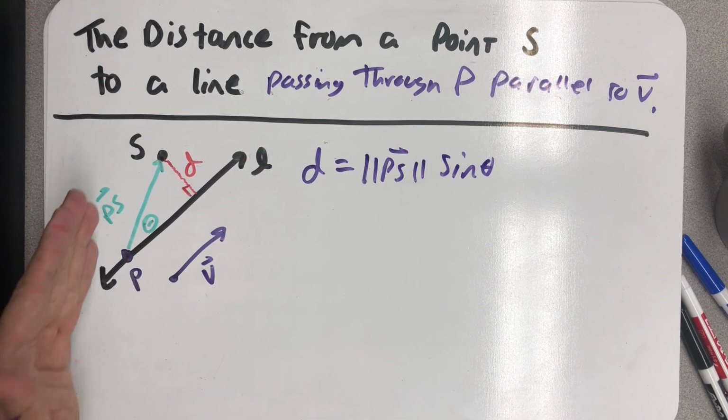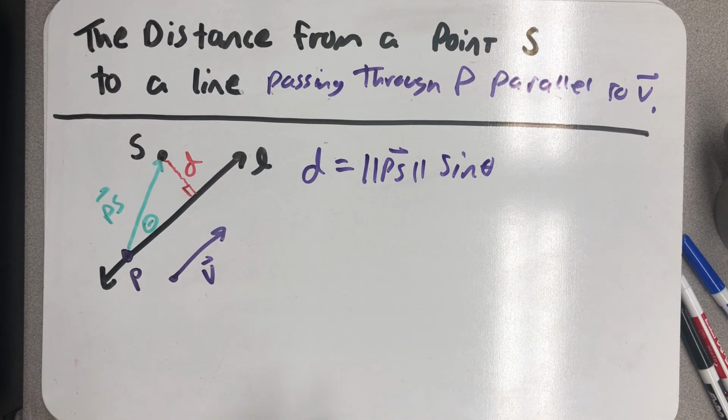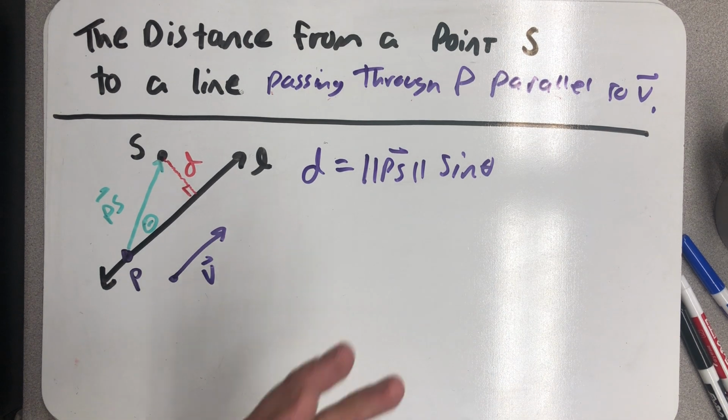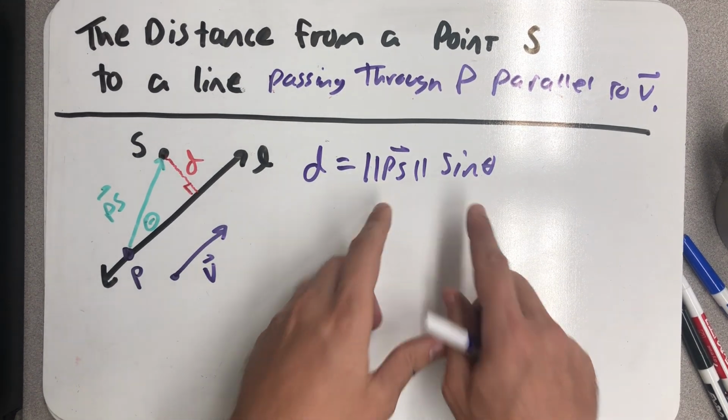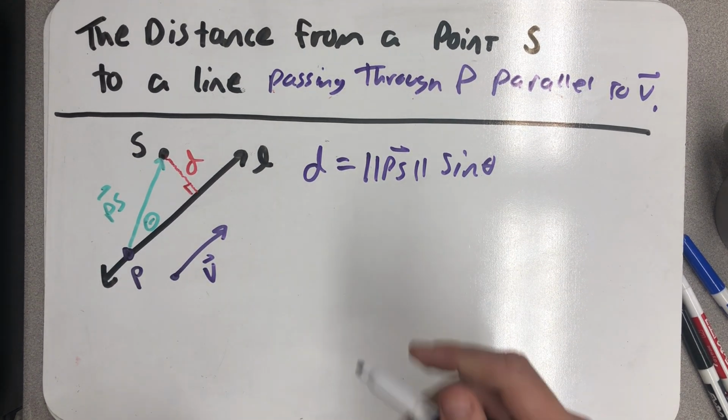If I can measure this angle and I should be able to find the distance between 2 points, I can find this distance. But I don't want to have to find that angle, right? What if that angle was hard to measure, or hard to find? Maybe there's another way to do it. So I see a formula like this, and it reminds me of the magnitude of a cross product.